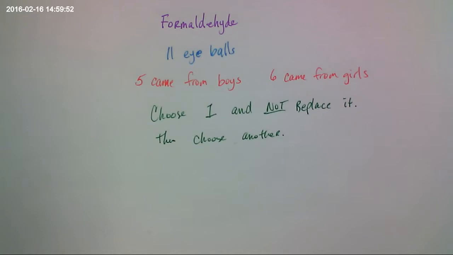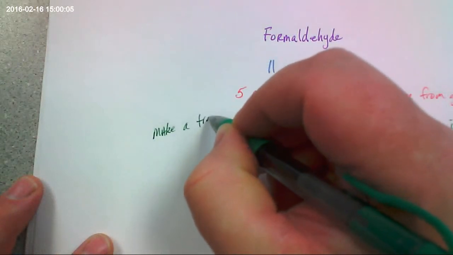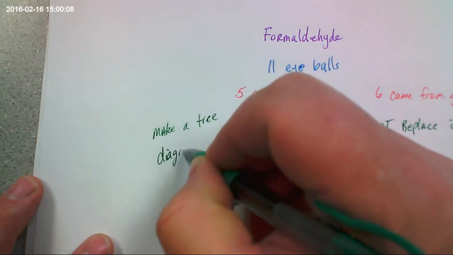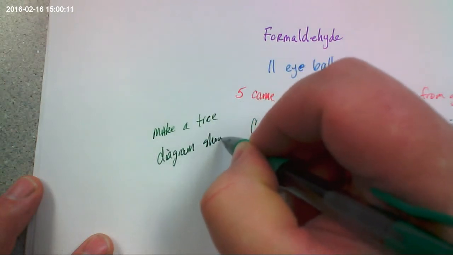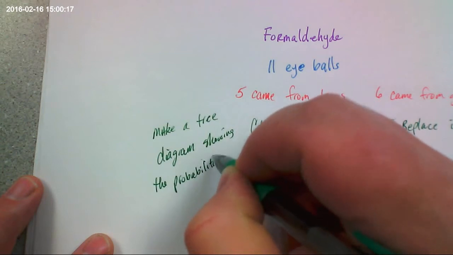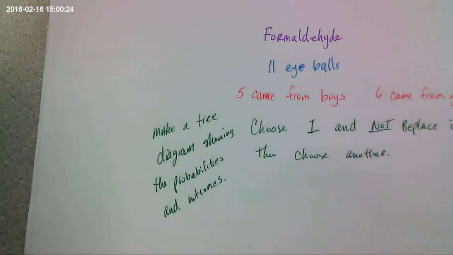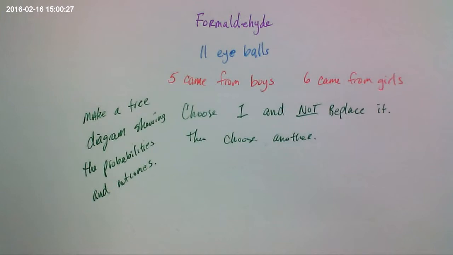All right. What we're going to do is make a tree diagram. So the instructions might say, make a tree diagram showing the probabilities and outcomes. Given this situation, you've got 11 eyeballs in a jar, 5 are male and 6 are from a female. Draw a tree diagram showing all of the outcomes and the probabilities.